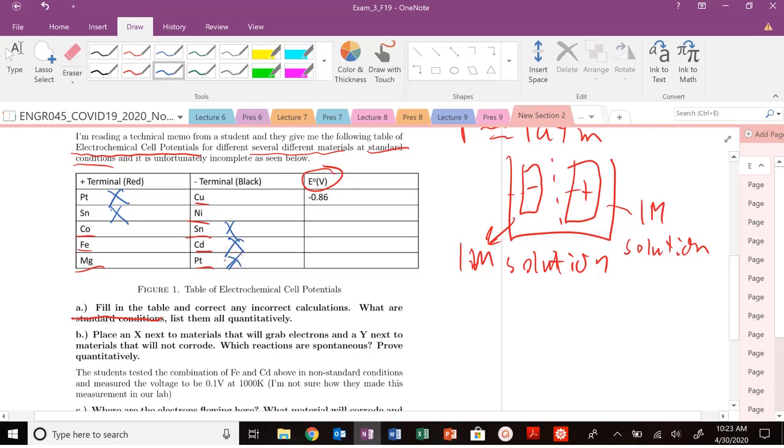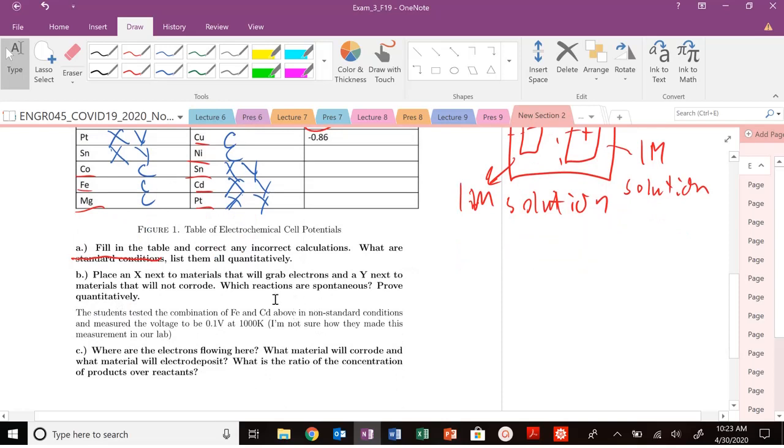So there we go. Then it says, place a Y next to materials that will not corrode. Well, that's kind of a ridiculous question, but anyways, materials that are not going to corrode are the ones that grab electrons. So it's the same one. The materials that will corrode, in those cells, are losing electrons, they're undergoing oxidation.